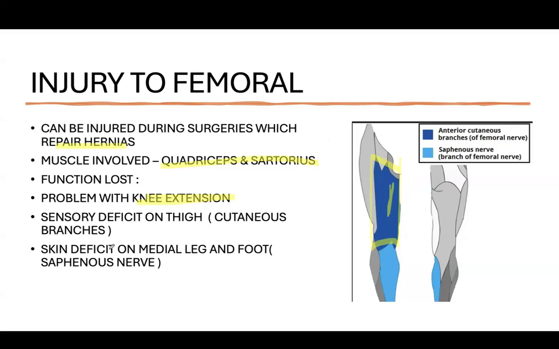You would also have skin deficit, sorry. A skin deficit means sensory deficit on the medial leg and foot, right? And this would be due to a different nerve called the saphenous nerve, which is a continuation of the femoral nerve. So as you go downwards medially, you would have a loss of sensation, and also in the thigh.